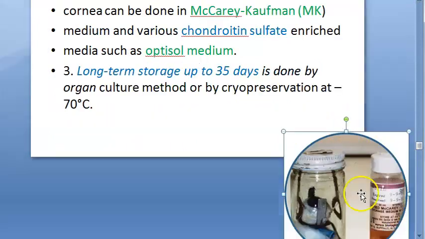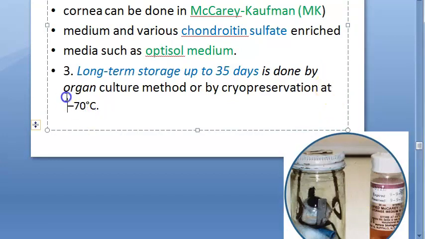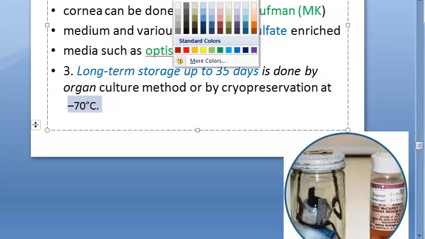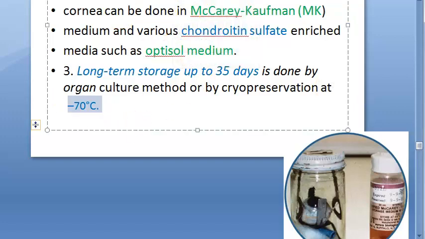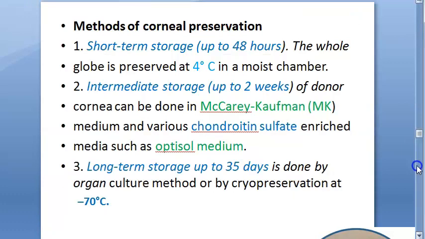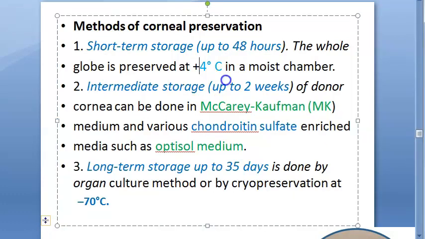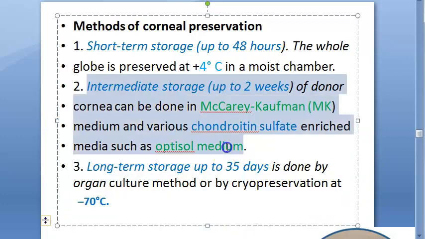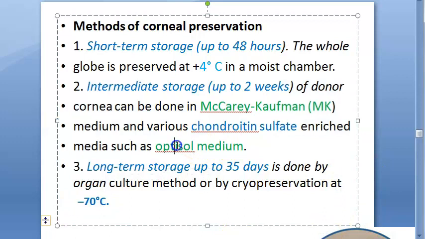Minus 70 degree centigrade. So long term is minus 70 degrees centigrade, and for short term what was the temperature? The short term it was 4 degrees centigrade. That was positive only, right? Here it was 4 degrees centigrade plus only. Okay, let's remember it. It is 4 degrees centigrade. Here it is minus for long term. Intermediate, some media you have to remember, McCarey-Kaufman and Optisol medium.